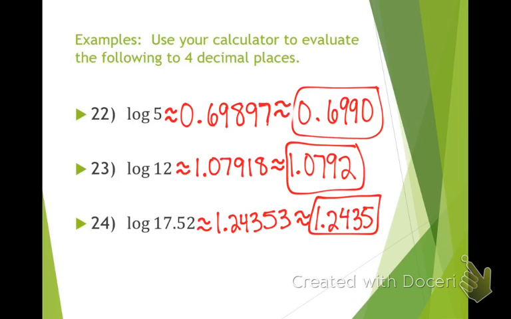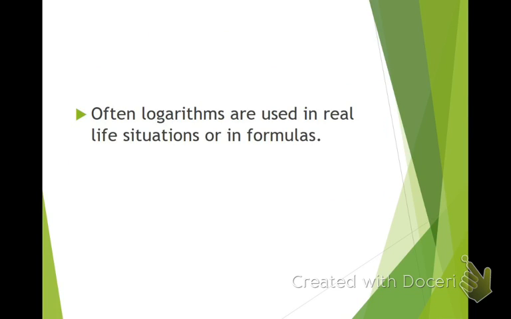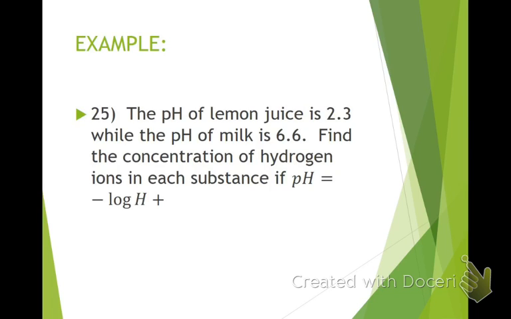Questions? Okay. Often, logarithms are used in real-life situations or in formulas. So here is a chemistry problem. The pH of lemon juice is 2.3, while the pH of milk is 6.6. Find the concentration of hydrogen ions in each substance if the pH is equal to the negative log of the hydrogen ion concentration. Now these really are not so bad.